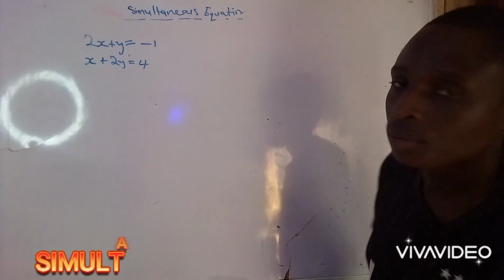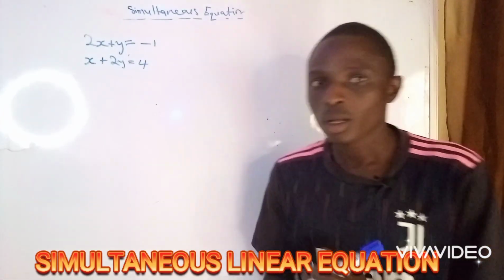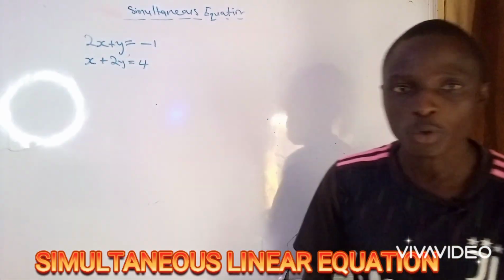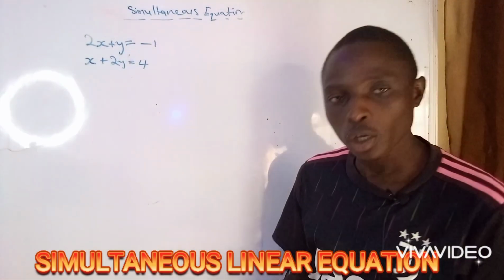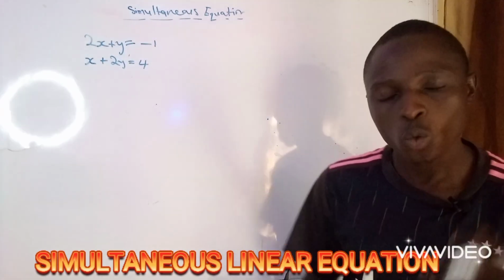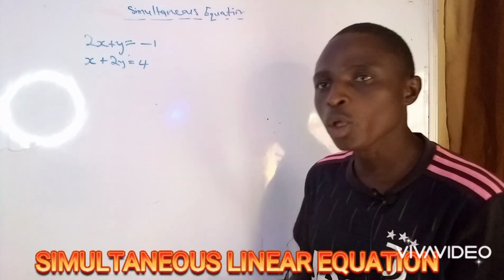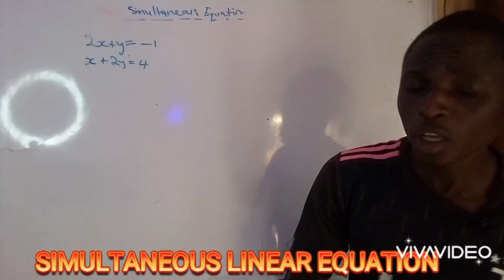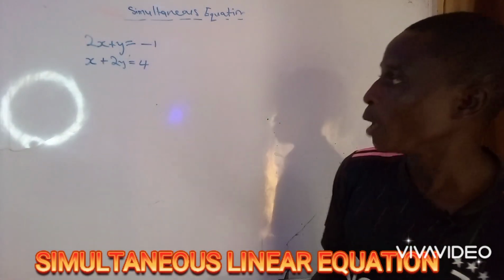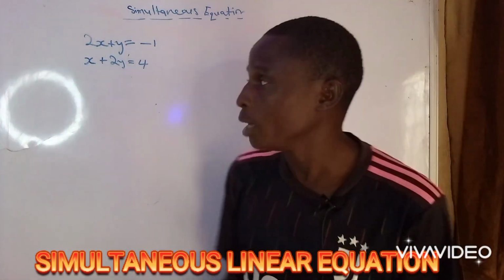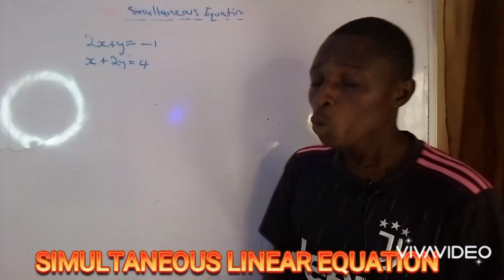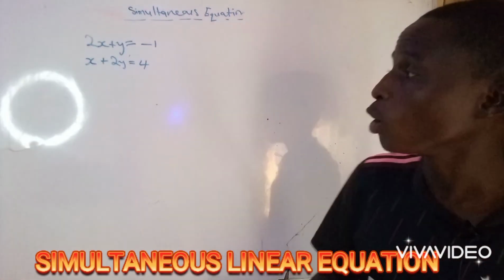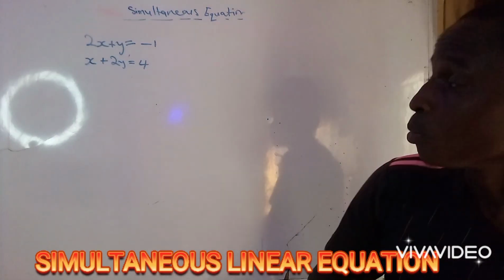Good afternoon, everyone. Today, as usual, we are going to continue with our simultaneous system of equations. A simultaneous system of equations is a type of equation where you solve two or more equations at the same time. This is a simultaneous equation in two variables, x and y, and we are going to solve the two at the same time. So now, which approach are we going to adopt?